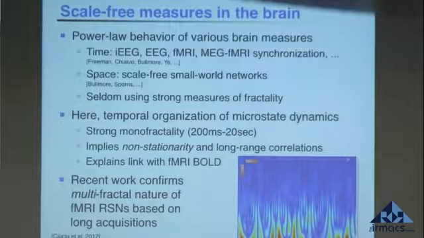Now there has also been power law behavior or scale-free measures in space. You probably know about the work of people like Bullmore and Sporns, where these scale-free small-world networks seem to pop up. But as said, these are usually not using strong measures of fractality. And so I think what is striking here is that this temporal organization of the EEG microstates really has a monofractal behavior. And I think it's rather strange to see that with a physiological signal.